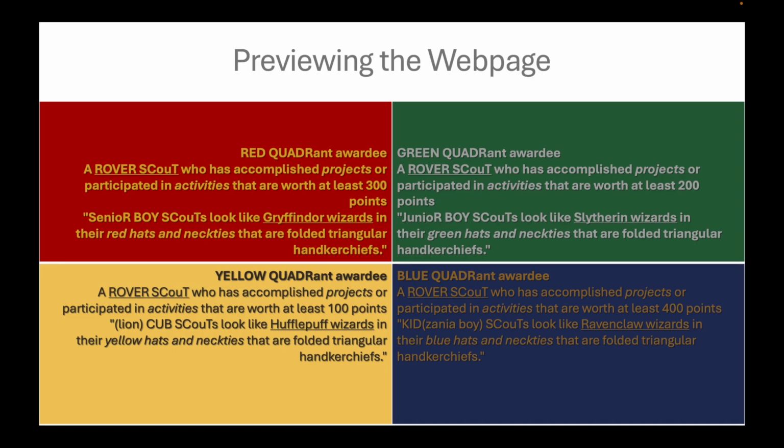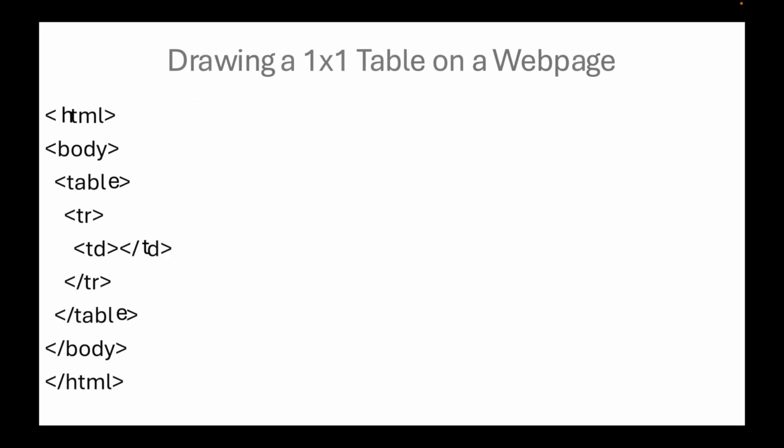I hope you find this video interesting. We will now demonstrate another example that is much simpler to do. Believe it or not, it's possible to draw a 1x1 table on a web page. 1 row and 1 column. Therefore 1 table cell, because 1 times 1 equals 1.